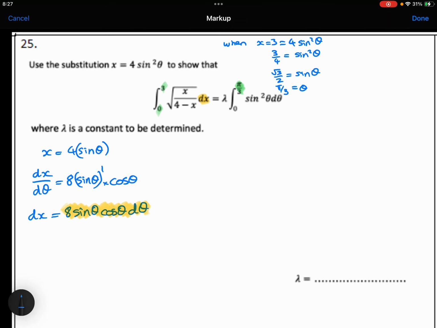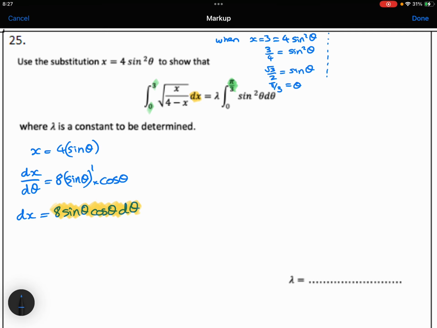Next, what about when x was 0? Let's show that. So again, divide the 0 by 4, we still get 0. Square root 0, we still get 0. And sine inverse of 0 is 0. So that explains the lower limit. Right. So we've got our upper limit of pi over 3. We've got our lower limit of 0.